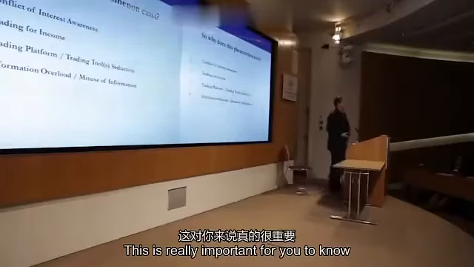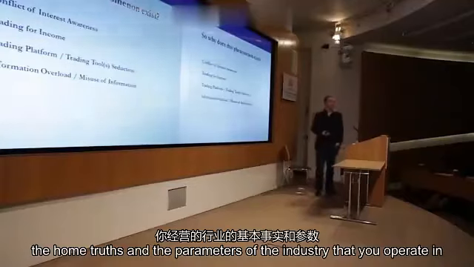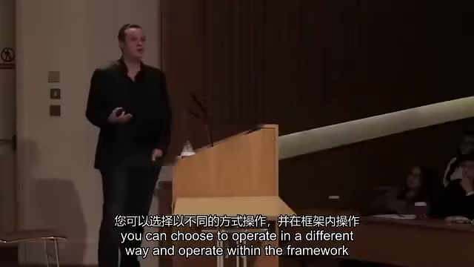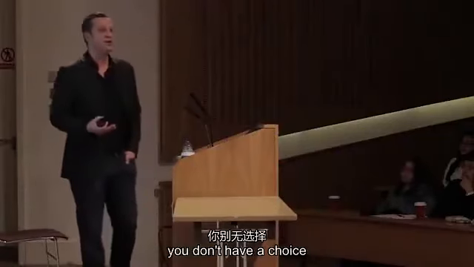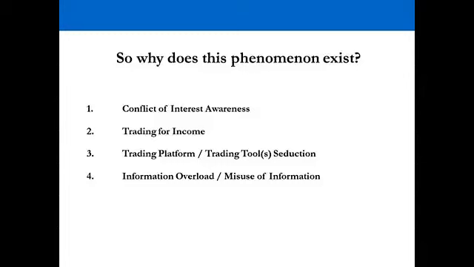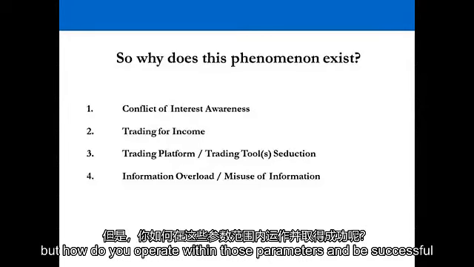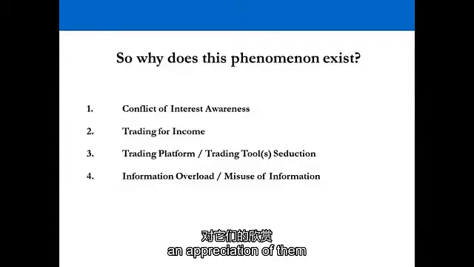Why does it exist? This is really important for you to know, because when you understand the home truths and the parameters of the industry that you operate in, once you understand that framework, you can choose to operate in a different way and operate within the framework, because at the end of the day, you don't have a choice. You still need to access the market. That's the infrastructure of the industry that's required for you to actually be a retail trader. But how do you operate within those parameters and be successful? Well, the first step is to understand what the parameters are, have an appreciation of them. Once you understand that, you can work out how to operate within in a profitable way.